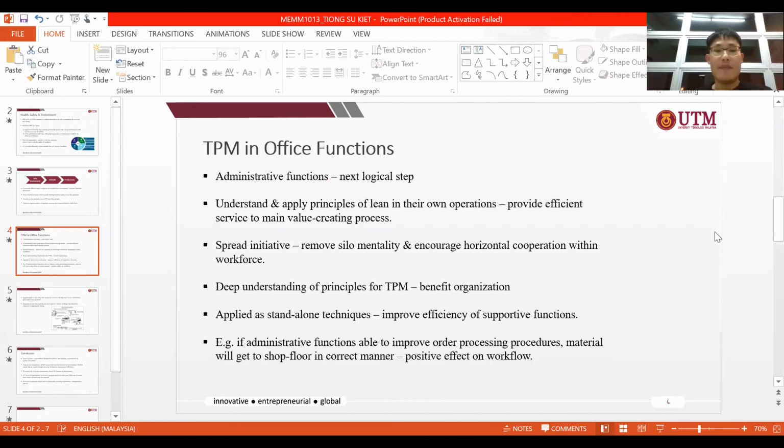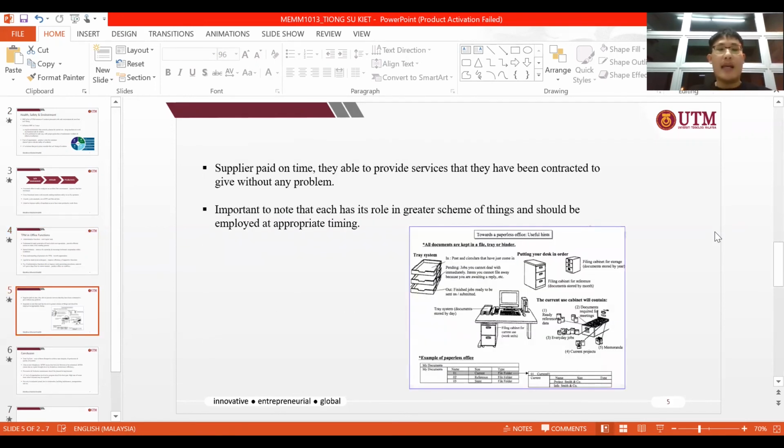For example, if administrative functions are able to improve order processing procedures, material will get to the shop floor in a correct manner, which will eventually bring a positive effect on the workflow. And when a supplier gets paid on time, they might be able to provide the service that has been contracted without any problem. It's very vital to note that each of these roles is in greater sync and should be employed at the appropriate timing.